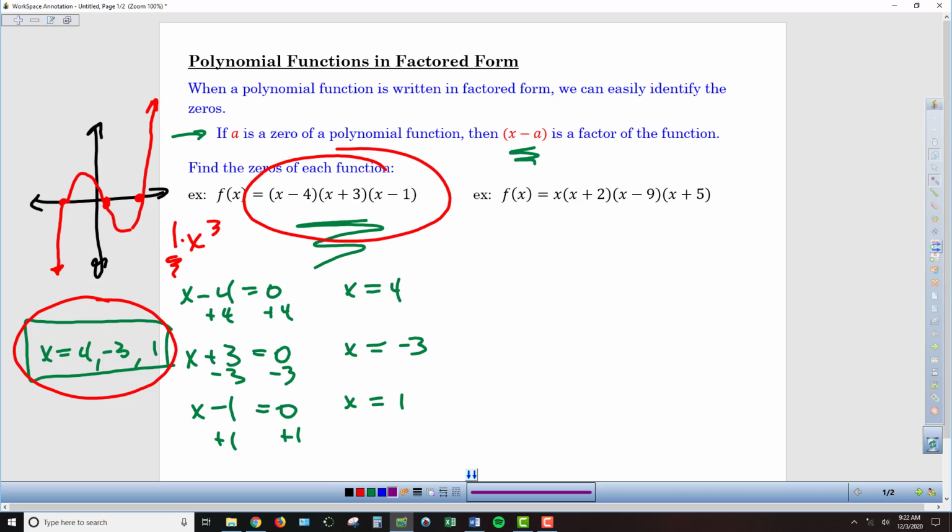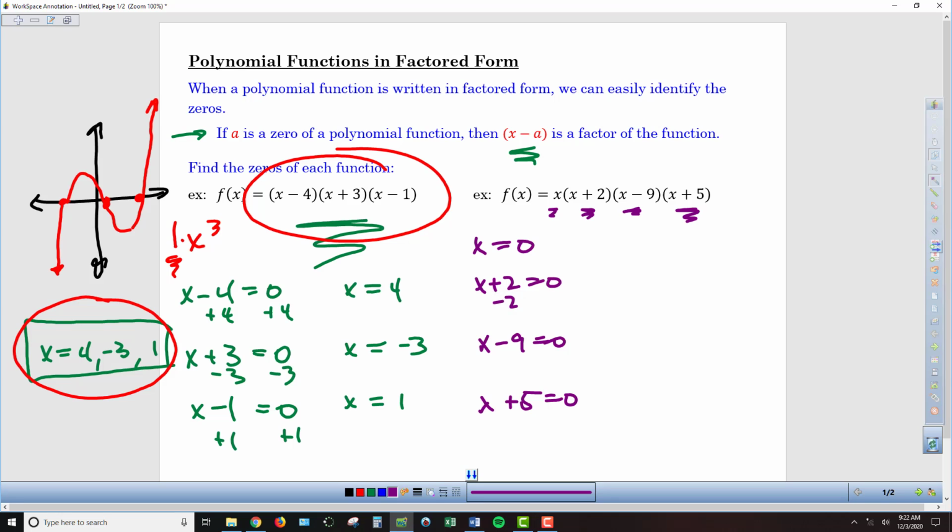It's written in this factored form, so I have 1, 2, 3, 4 separate factors. We don't want to overlook the x that's out front there. That's one of our factors here as well. So we've got to set each of these equal to 0. So x equals 0 takes care of itself. X plus 2 equals 0. X minus 9 equals 0. And x plus 5 equals 0.